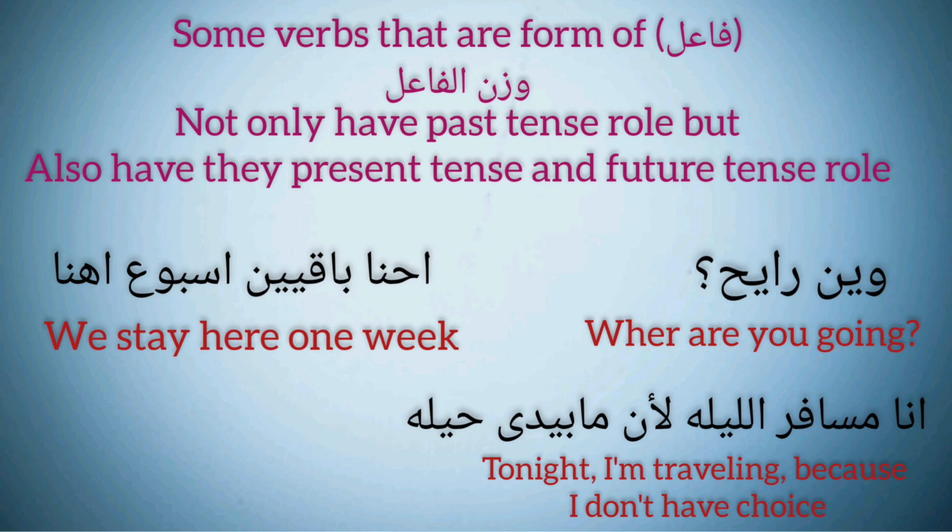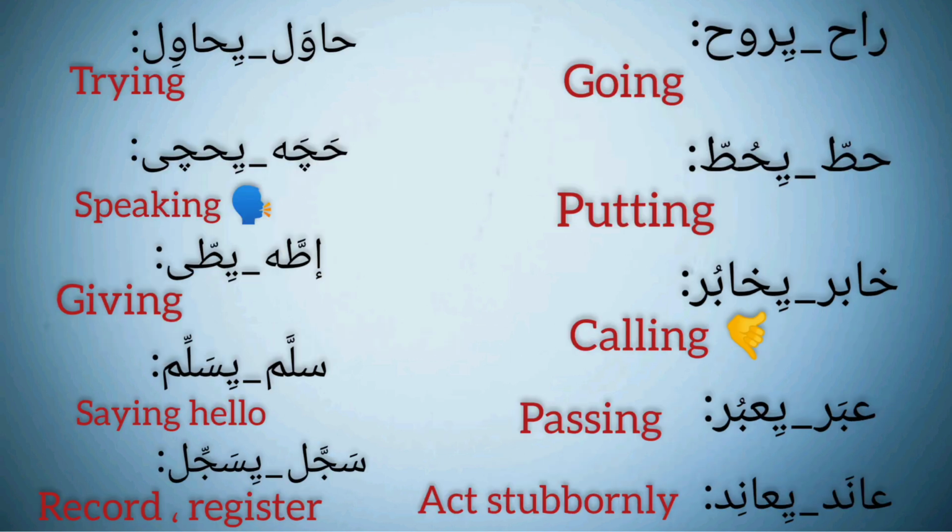The last sentence, احنا باقين اسبوع احنا. We stay here 1 week. احنا means we, باقين means stay, اسبوع means week. And احنا means here. We stay here 1 week. And now we have some root of verbs in order to conjugate.